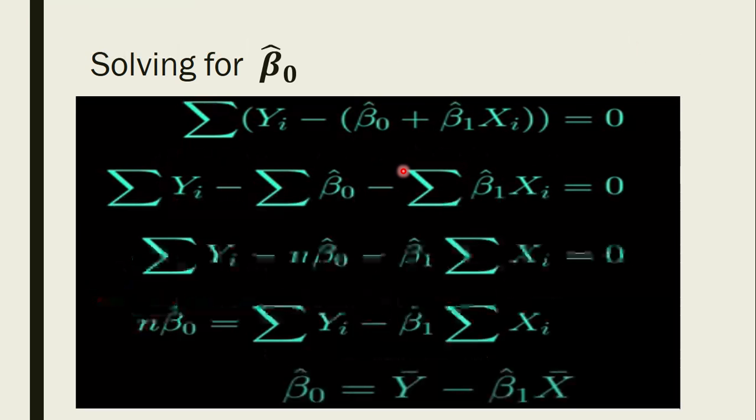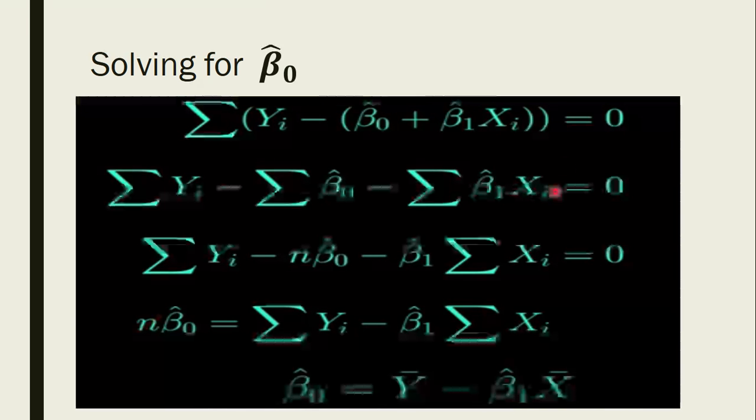Now solving for beta naught hat. Let's solve the first equation for beta naught hat. We get these terms. Note that with respect to the summation, beta naught hat and beta 1 hat are constants. In a statistical sense, they will be random variables that take on a value once we get our sample, but with respect to the summation over the sample values, they are constant, so they can come outside of the summation.